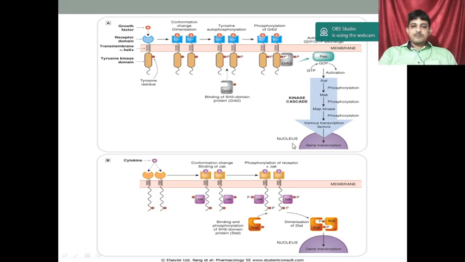This phosphorylation triggers gene transcription. Whereas if we look at the JAK and STAT pathway, the cytokine binds. Here we are showing the conformation change and dimerization. There is no tyrosine kinase domain in the receptor itself, but there is a tyrosine residue. Then the conformational change allows the binding of JAK. JAK comes and binds.